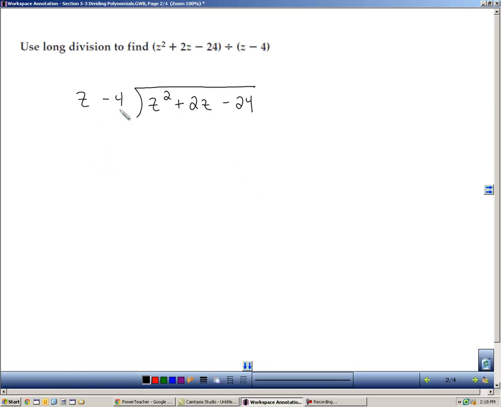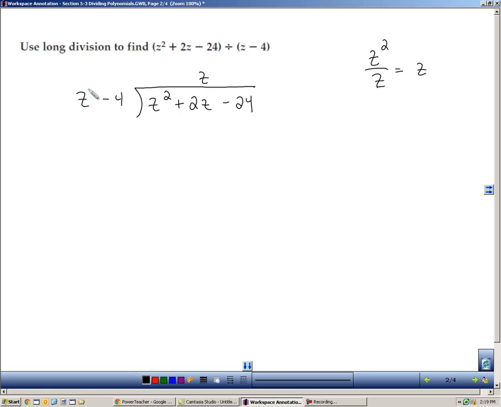So we take the z and divide it into z squared. I'm asking myself, if I take the z squared and divide it by the z, what do I get? Well, I get a z. That goes on top of the z column. Remember, you want to keep all the columns lined up.